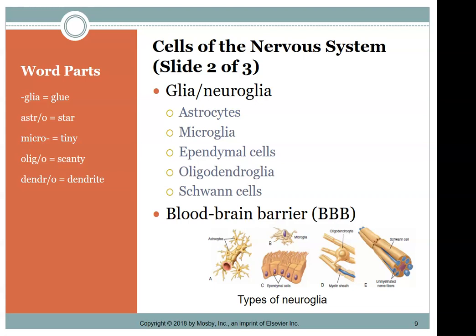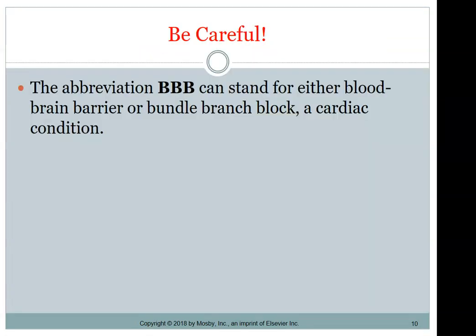And then you have your word parts. Glia equals glue. Astro is star. Micro is tiny. Oligo is scanty. And dendro is dendrite. The abbreviation BBB can stand for either blood-brain barrier or bundle branch block, a cardiac condition. So be very careful with that abbreviation.